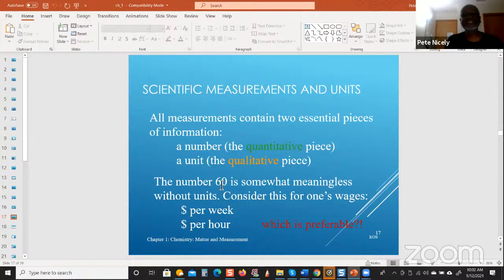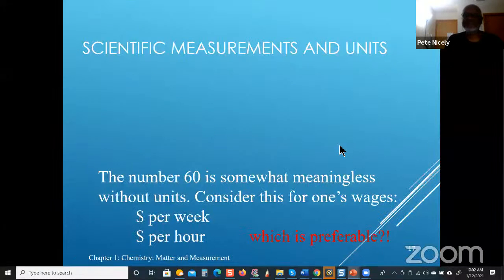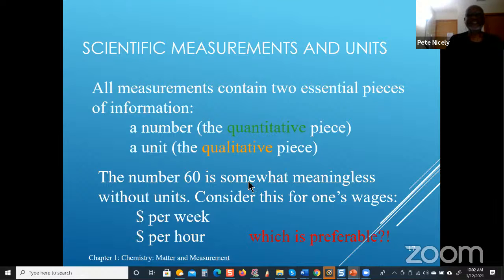So you cannot just basically say a measurement represented by the number 60 without considering what the units would be, right? So for example, if you're talking about somebody's wages, right? And I said that I'm paid 60. Well, what does that mean, right? Are we talking about $60 per week, or are we talking about $60 per hour? And obviously the one that's more preferred would be $60 per hour, right? So this is just a simple example to illustrate the point that it's very important that you not only include the number or the quantitative piece, but you also need to include the unit.